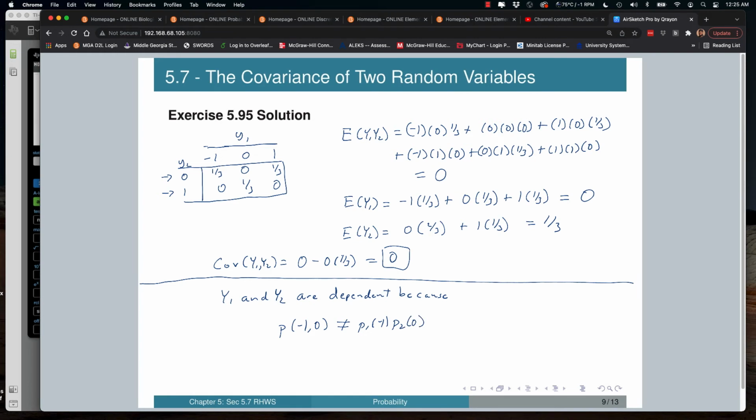So p of -1, 0 is that very first probability here, so it's 1/3, and that's not going to be equal to p sub 1 of -1 times p sub 2 of 0. The marginal distribution of -1 is 1/3. The marginal distribution of p sub 2 of 0 is the row total here, which is 2/3. And obviously those two things are not going to equal each other, so that's enough proof right there to say that they're dependent. Okay, and that's all there is to that one.